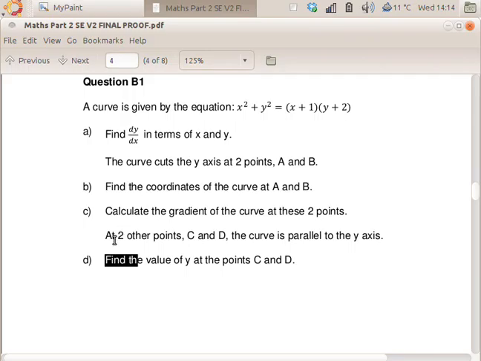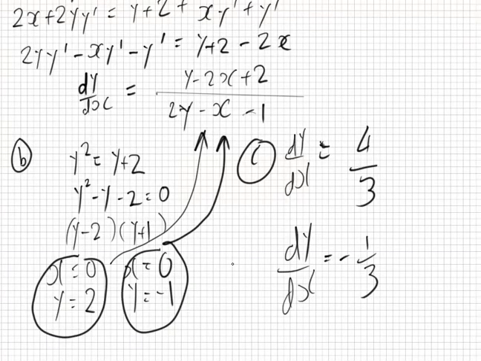So it says for part D, at 2 other points, the curve is parallel to the y-axis. Find the value of y at these points. So in other words, they're asking you to find out when the curve is parallel to the y-axis. Now that's kind of tricky when you think about it, because if the tangent is parallel to the y-axis, then what type of line is it? Yeah, it's vertical. So what type of slope is that?